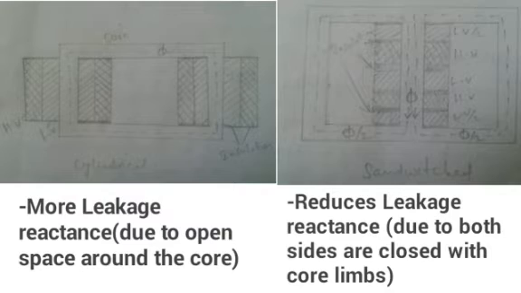In concentric type winding, leakage reactance is more because the open space around the core is more. In sandwich type winding, leakage reactance is reduced because both sides are closed with the core limbs. Due to these windings, there is a loss which is called copper losses. This loss is due to the electrical resistance in primary and secondary windings. That resistance opposes the magnetic flux flowing through them. When the load is connected to secondary winding, a large amount of current flows in primary and secondary winding. This leads to electrical energy and power, or the I2R losses, occurring as heat.